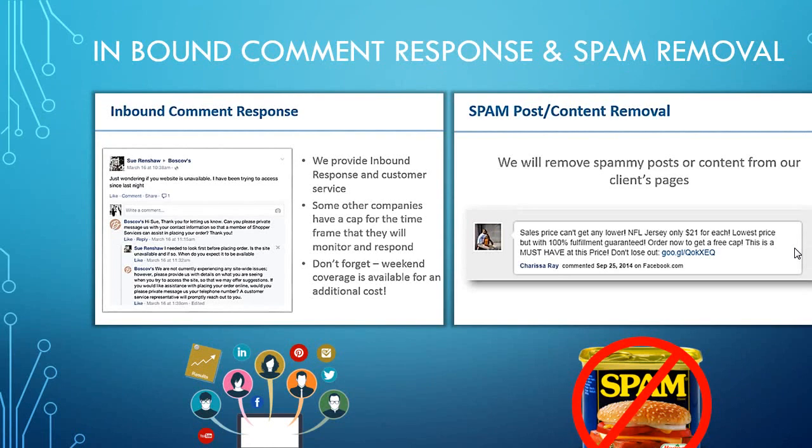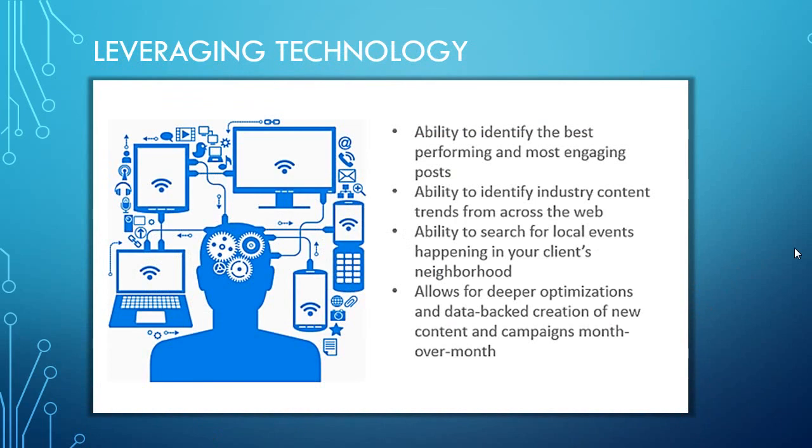So just really quick on leveraging technology: the ability to identify the best performing and most engaging posts. We have this technology that we use on the back end with social media products, the ability to identify industry content trends from across the web, and the ability to search for local events happening in your client's neighborhood. This allows for deeper optimizations and data-backed creation of new content and campaigns month over month.